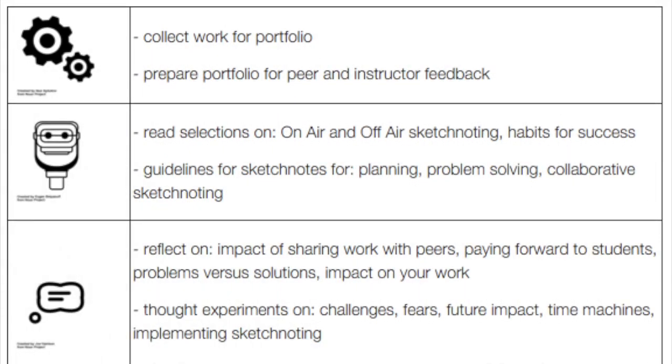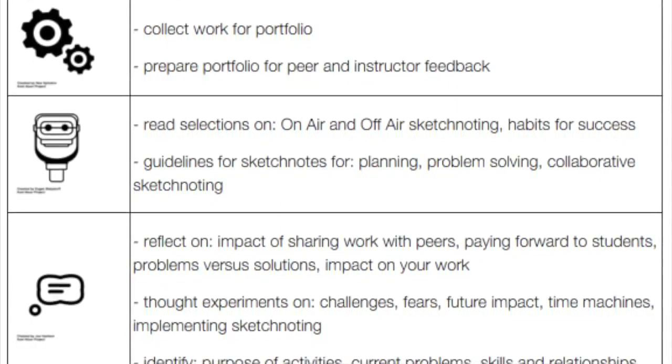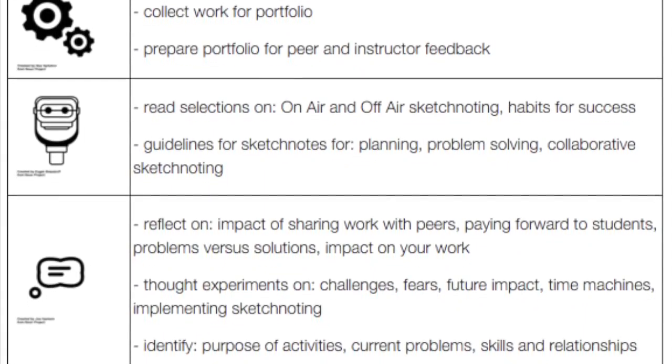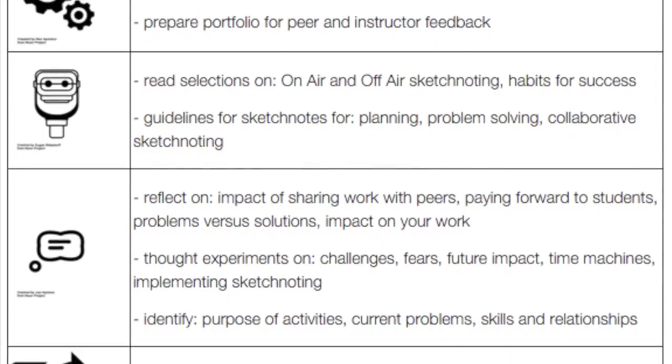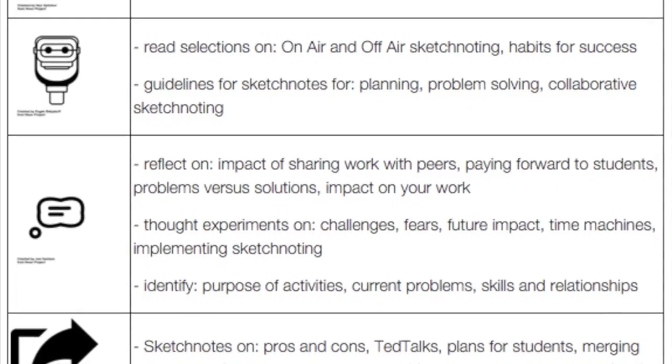So right now, the course is fully developed through the first half. This is the second half, style development and practice, that is yet to be developed. But we do have the basic outline for that overall second grouping. This is the overview for that entire section, and so it includes collecting work for the portfolio and preparing it for peer feedback. They're also going to explore on-air and off-air sketchnotings, habits for success, and then guidelines for different types of sketchnoting, such as planning, problem solving, and collaborative sketchnoting.